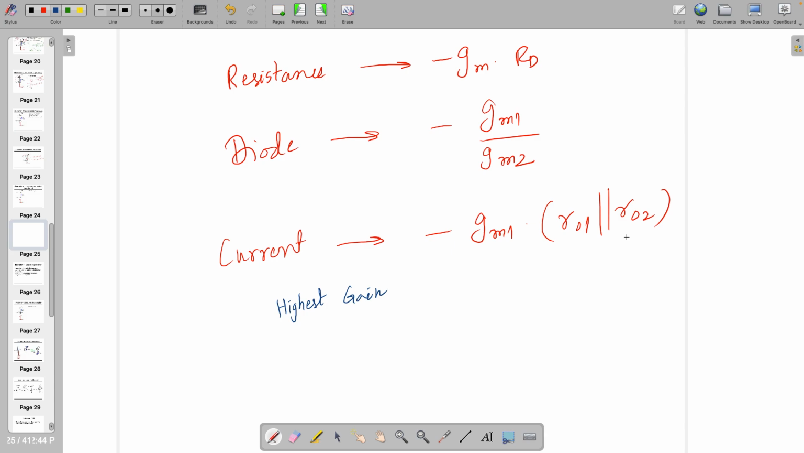The answer might be the third one or maybe the first one also, depending on RD, because it's in your control. You can keep a bigger RD, right? So what about this one, the diode connected? 1 by gm2 will be like 10 ohms. So when you multiply it, it becomes less.